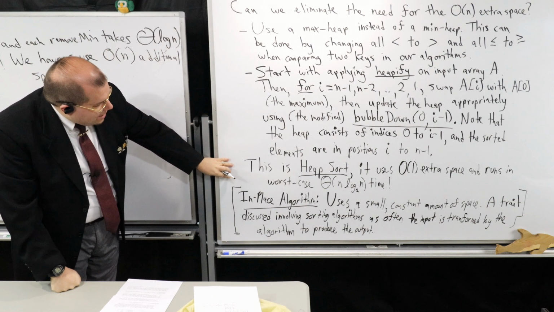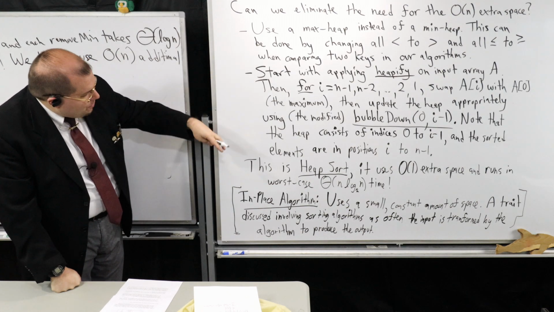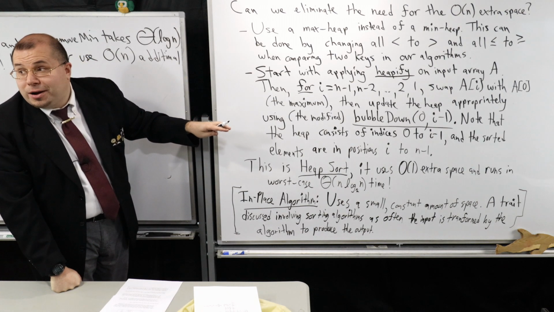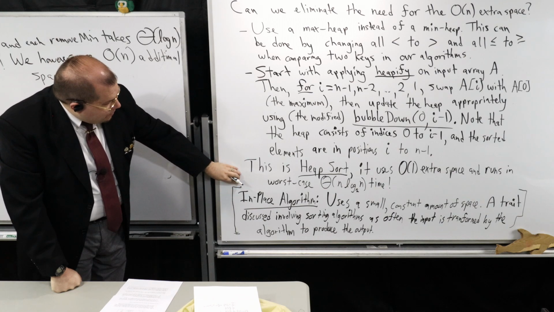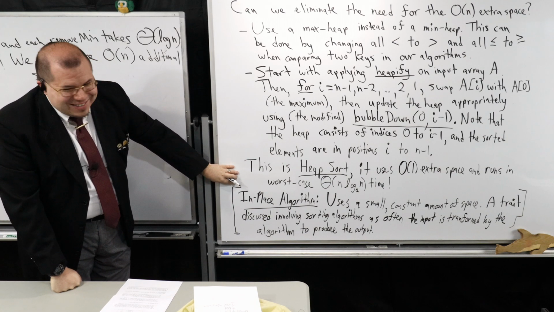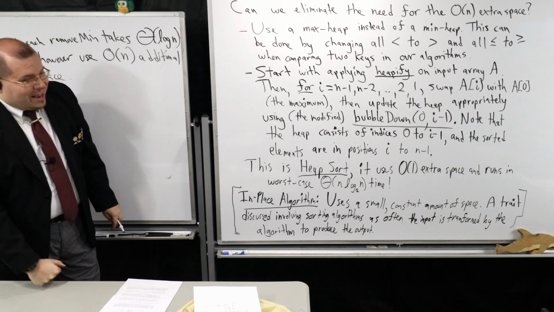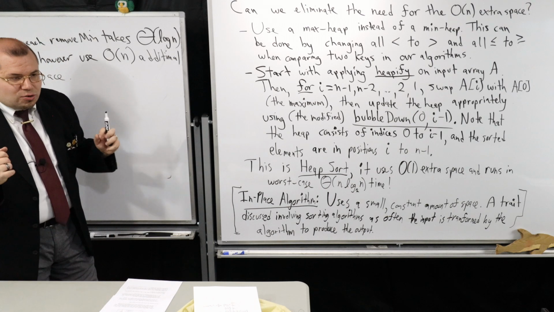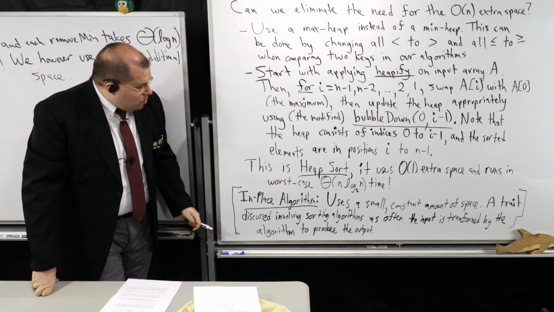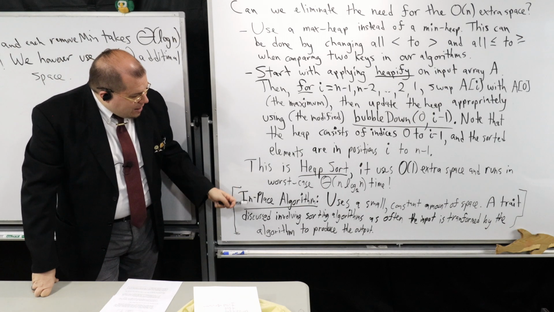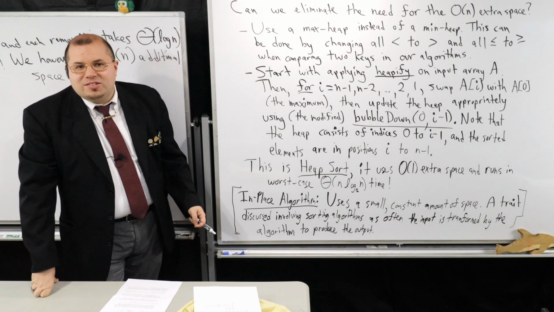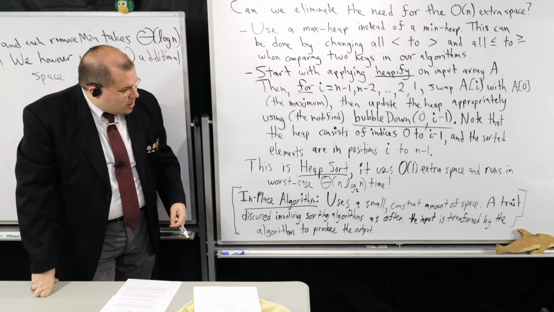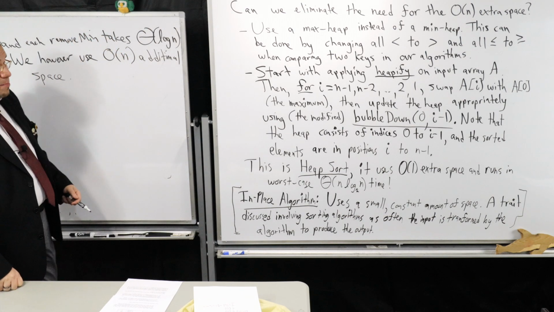So what, you might ask, did I just describe to you? Well, now I got rid of the extra space. Everything's done within one array. And I've described to you heap sort. This is heap sort. And so now notice I use a constant amount of extra space. This is an example of what we call an in-place sorting algorithm. When I talk about in-place, I mean that you use a small constant amount of memory, a constant amount of space that gets used in addition to the input.